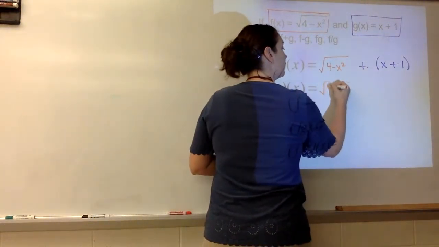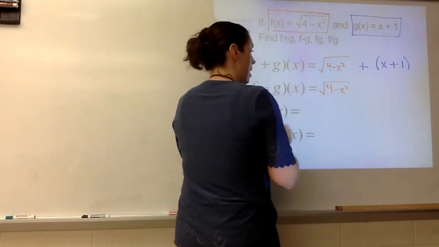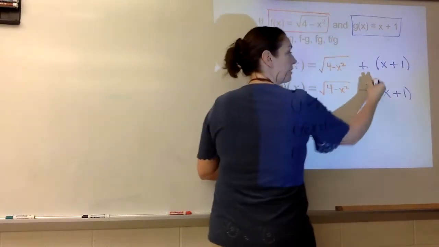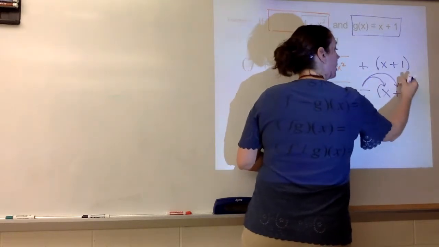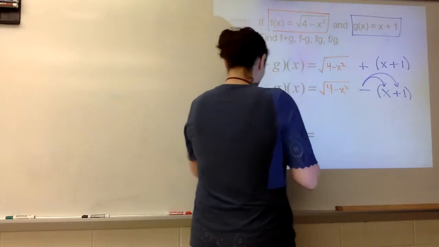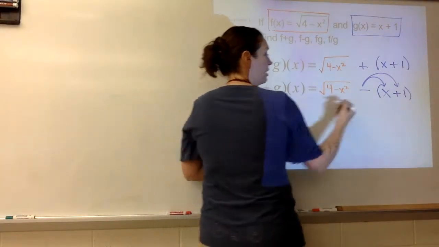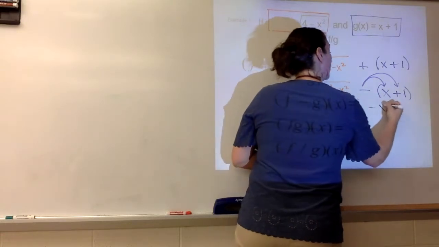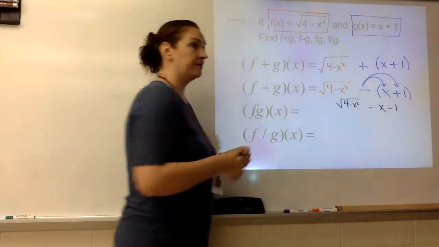If I look at f minus g of x, it's very similar. The square root of 4 minus x squared, but now I'm going to subtract x plus 1. Here's the typical sign mistake. If I don't put the parentheses, I don't ever switch the sign of the 1. So my final answer that I would be looking for here is the square root of 4 minus x squared minus x minus 1.